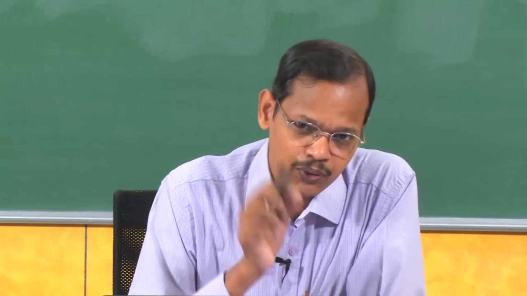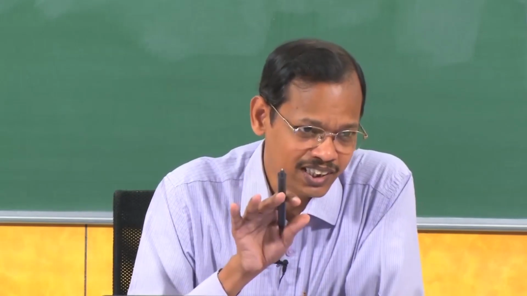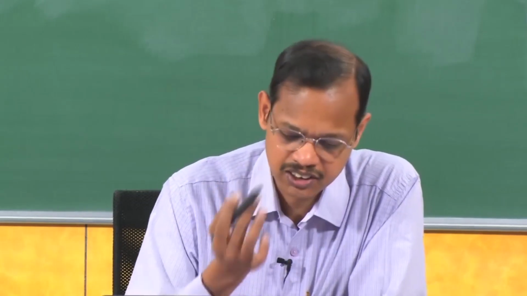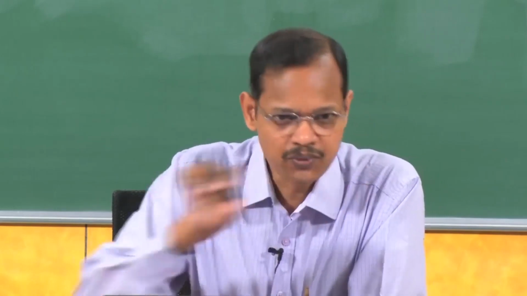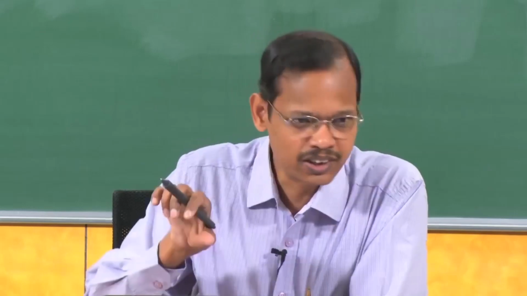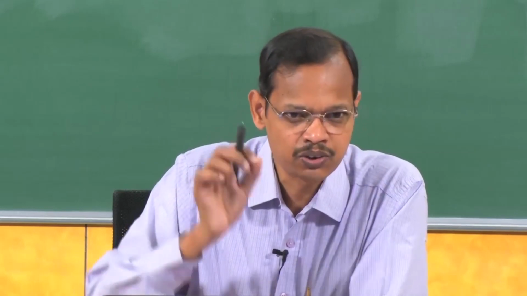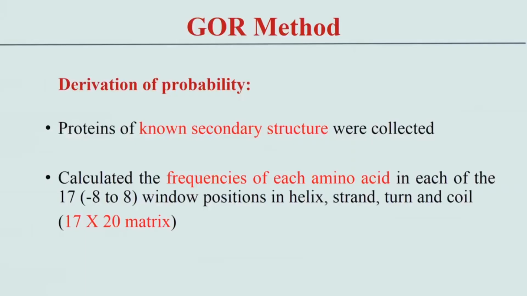So, they consider the proteins with known secondary structures, with the secondary structure assignment. We know the sequence, and for each sequence we know the secondary structure assignment, whether a particular residue belongs to helix or strand or coil or turn. Then we calculate the frequency of each amino acid in each of the window positions.